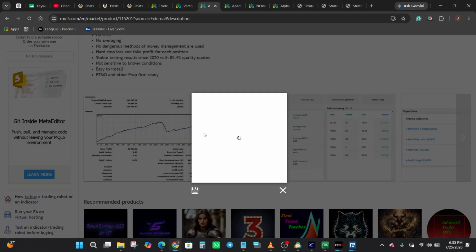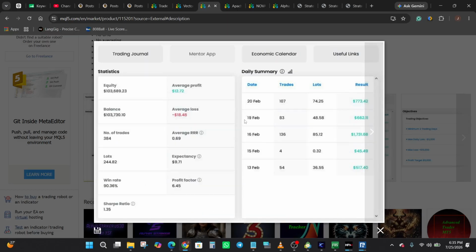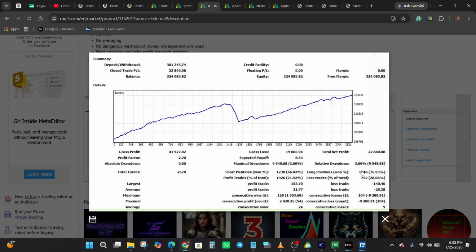But if we look at the provided report here, it shows, in this case, profit factor 2.2, total net profit 22,840. I would have loved to see the duration of the test. In this case, win rate was about 71.92%.